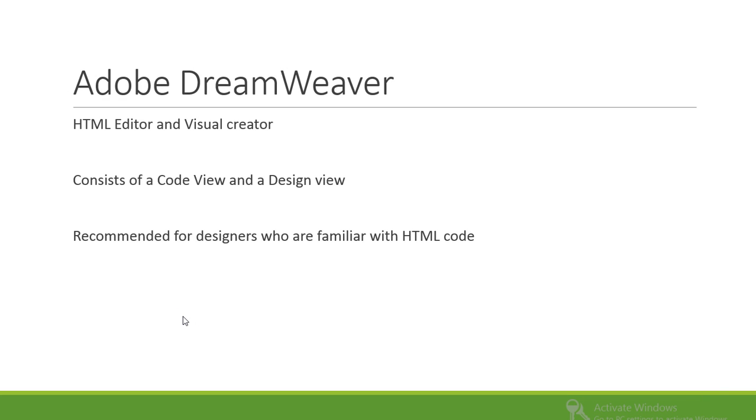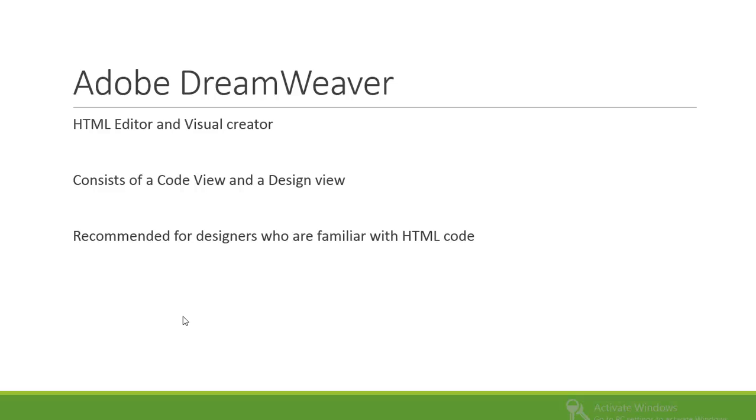Then the last example I'll be introducing you to is Adobe Dreamweaver. This of course is an HTML editor and a visual creator. It's much more visual and it's got a lot of drag and drop options. It consists of a code view and a design view. You can actually see how your code generates right in front of your eyes without running it in a browser. And this is of course recommended for designers who are familiar with HTML code and have worked with it for quite a while. You understand your code, thus it's easy to identify between design and code then.